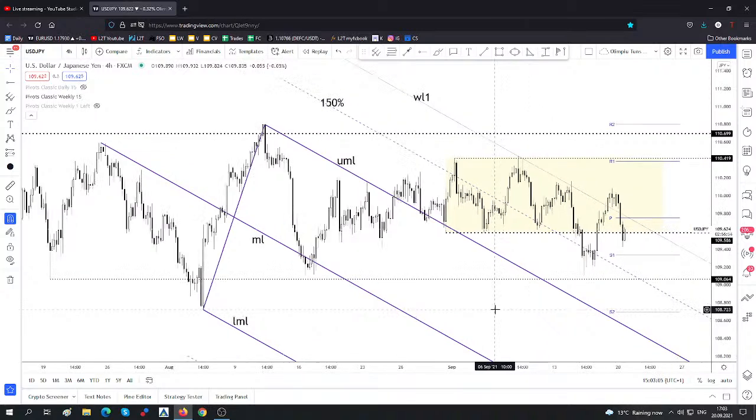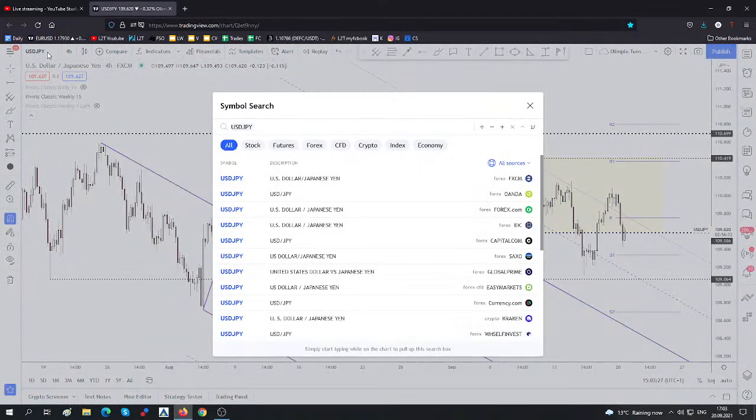So you should keep an eye, when you are trading US dollar versus the Japanese yen, also on the dollar index and on the Japanese stock index. And when you are trading the British pound versus the Japanese yen, you should keep an eye on the Japanese yen, on the Japanese stock index, on the Nikkei.